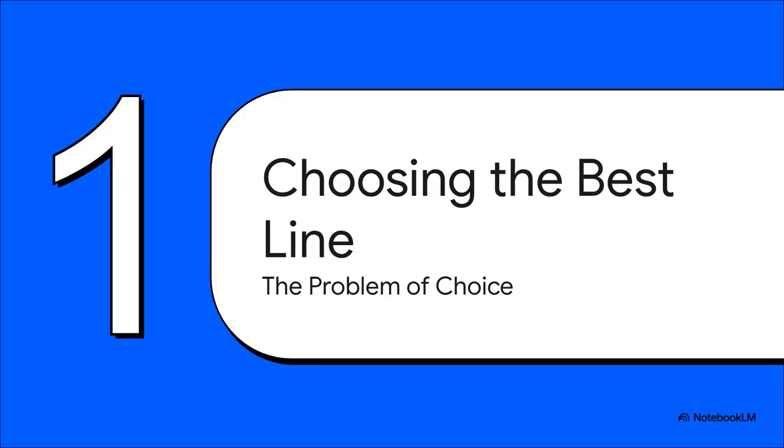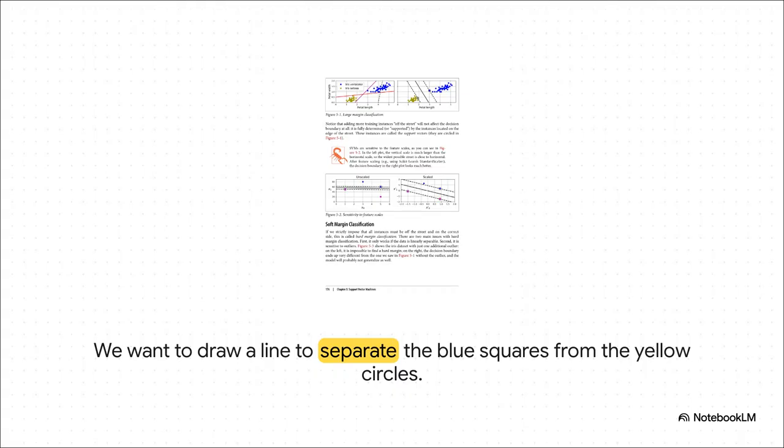Okay, so let's get right to it. What is the fundamental problem that SVMs were built to solve? Well, it all starts with something that sounds incredibly simple, just drawing a line. So, let's start with a basic job. We've got these two groups of data points, the blue squares over here, the yellow circles over there. Our goal? Draw a line to separate them.